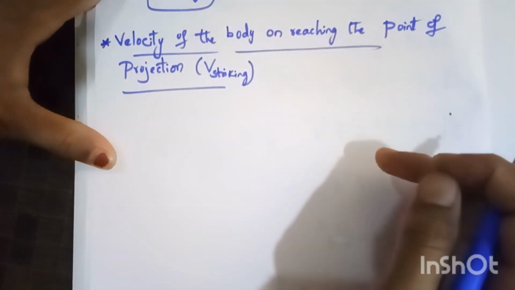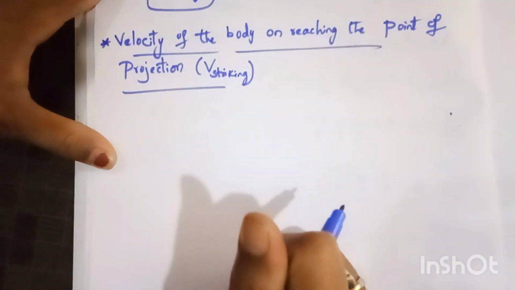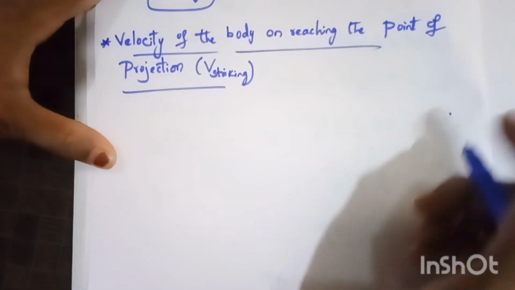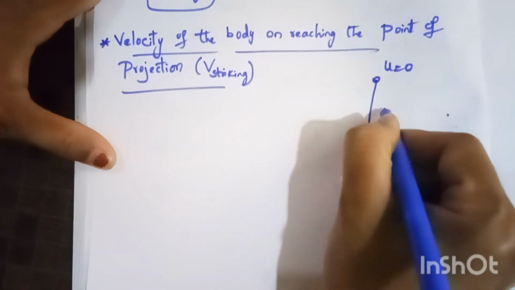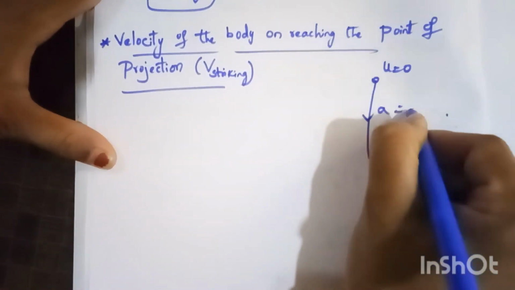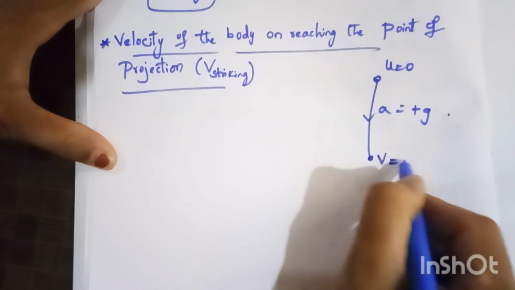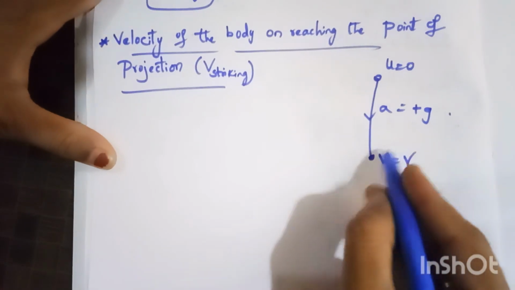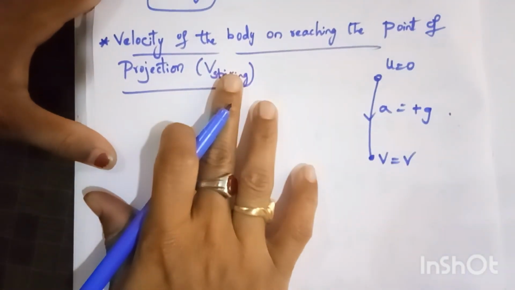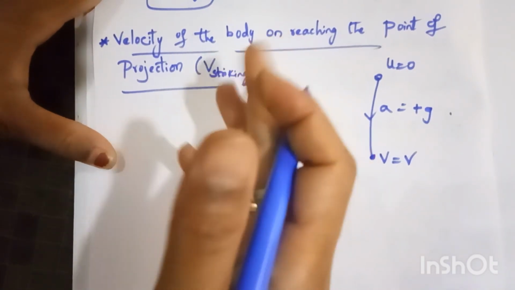It reaches the point of projection. At the point of projection, what will we get? I said for a freely falling body, u equals 0, a equals plus g, and at this point we have the velocity v. But now we are going to discuss a vertically projected upward body.